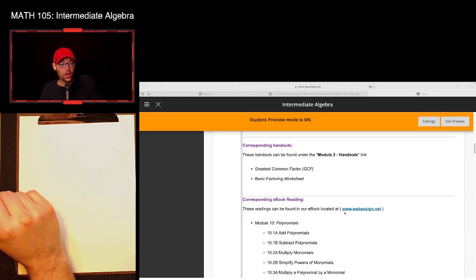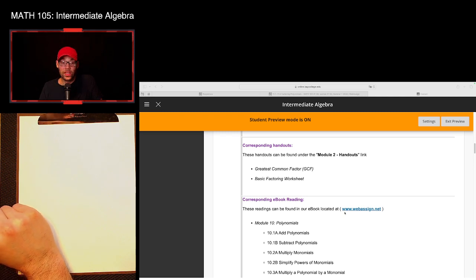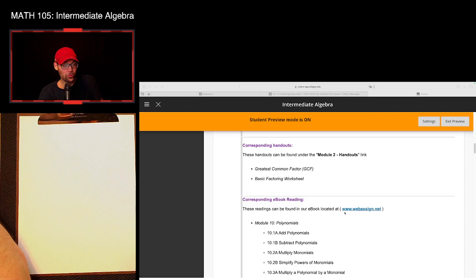One is called the greatest common factor, and again, when we factor, the very first thing you must do is pull out a greatest common factor if you can. And then I also give you a basic factoring worksheet, which gives you a step-by-step guide on how to work through the AC table method, if that is the method that you think you will use.